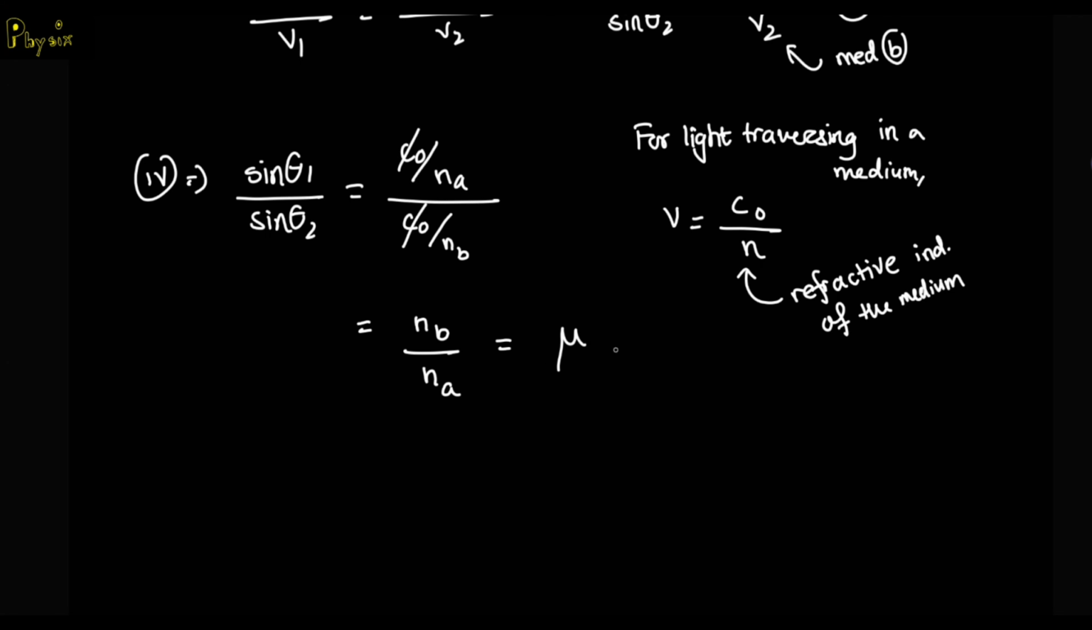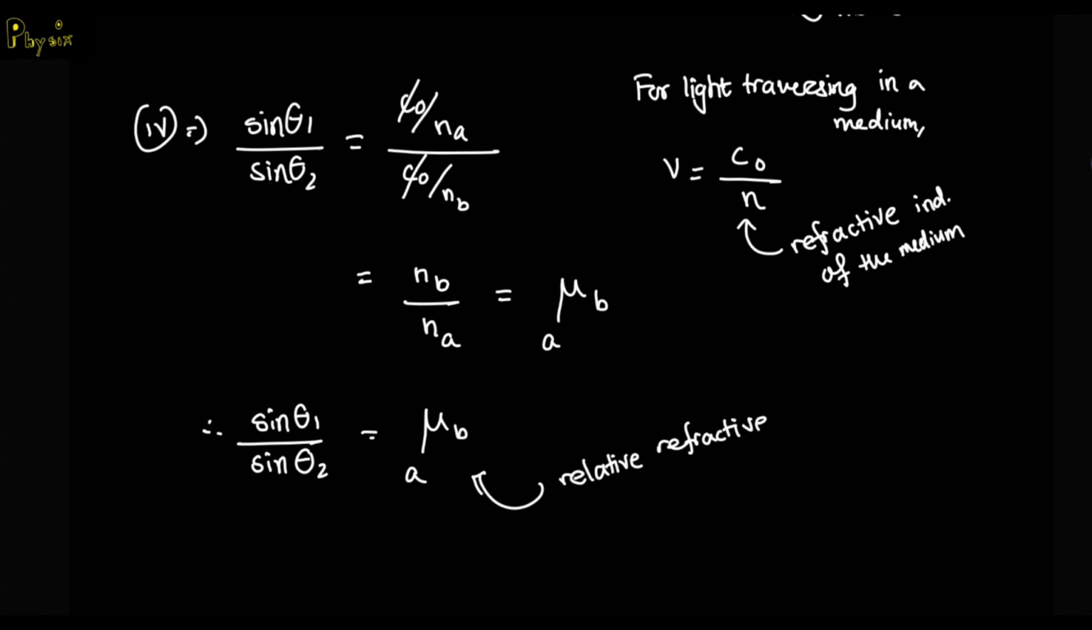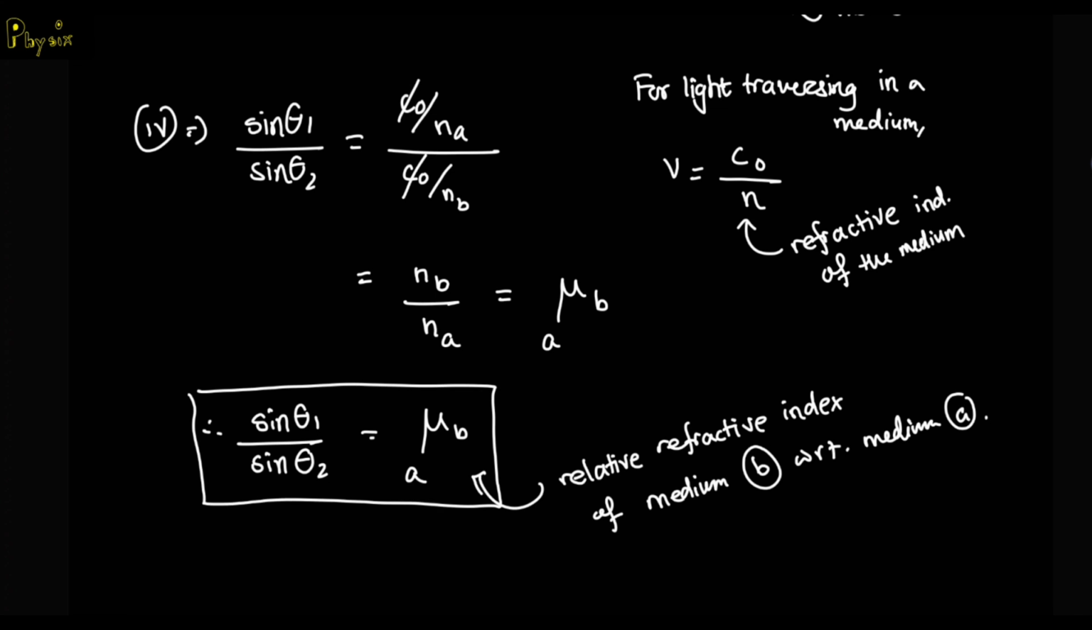And you could also write n sub b over n sub a as this thing over here, or you could also use mu over here. Therefore, we have that sine of theta 1 over sine of theta 2 is mu b over mu a. And this basically represents the relative refractive index of medium B with respect to medium A. Well, this is the proof of Snell's law.